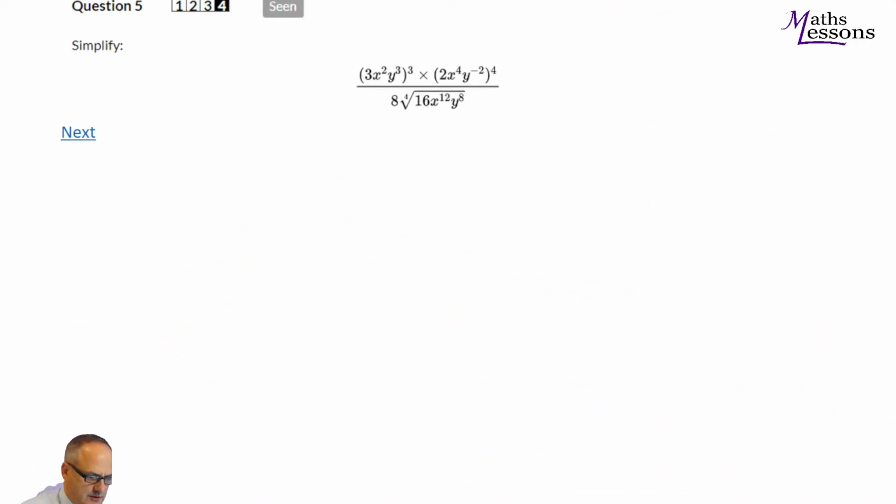Okay, next question. We're going to simplify this. A little bit easier than the last question. We're just going to go through the process of doing the powers on the top and the bottom, and then we'll simplify. So we're going to get 3 cubed.